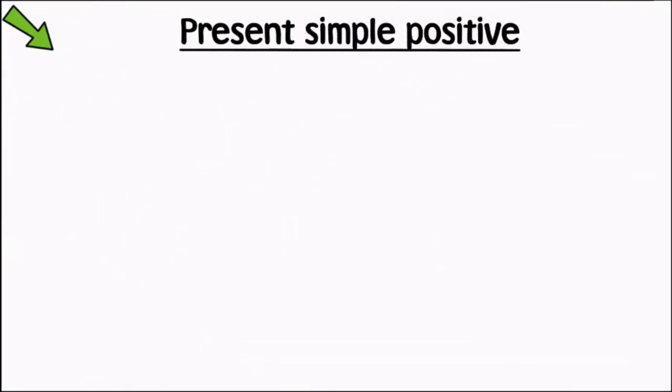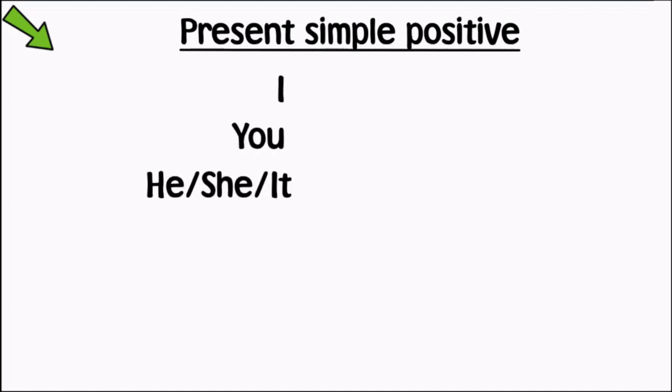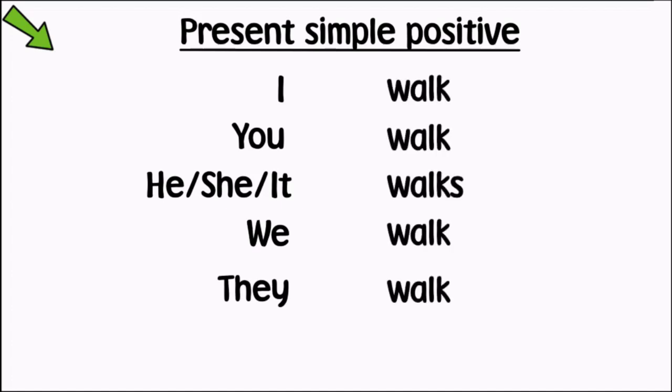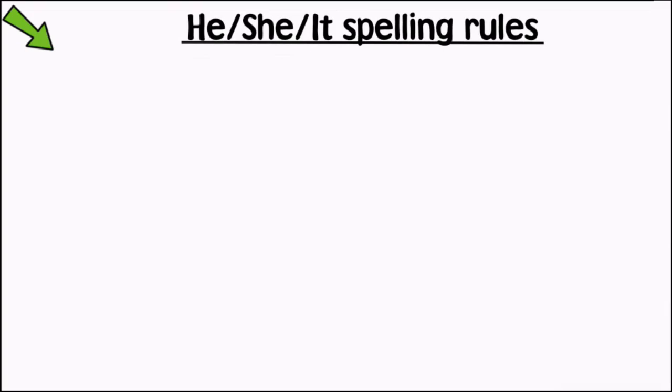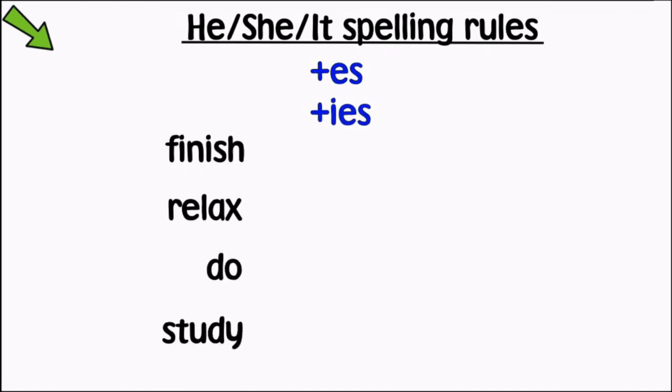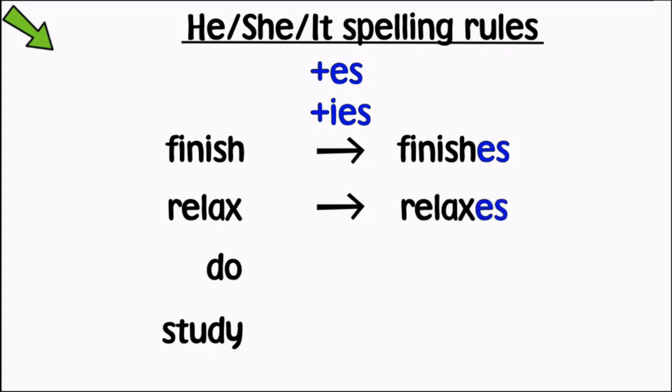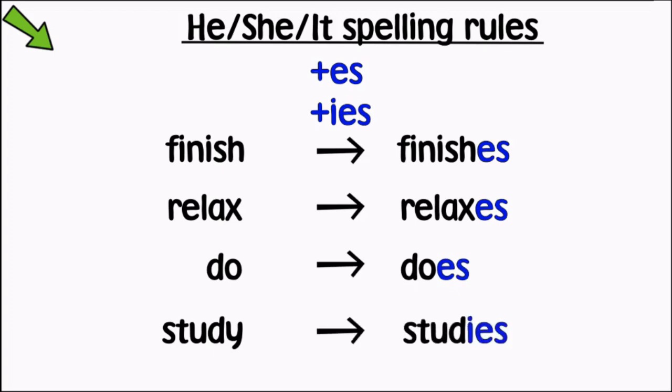We form the present simple positive like this. We add s to the verb with he, she, and it. Remember that with some verbs we add es or ies. Finish, finishes. Relax, relaxes. Do, does. Study, studies.